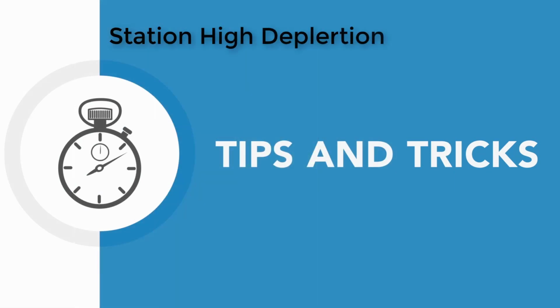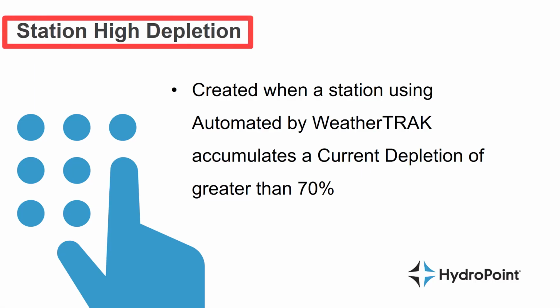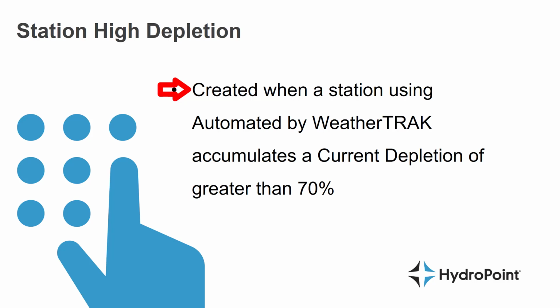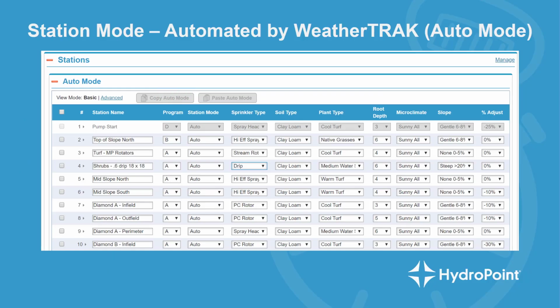Station high depletion. A station high depletion alert is created when a station using Automated by WeatherTRAK, or auto mode, accumulates a current depletion of greater than 70%. So the station high depletion alert is reserved for those stations using WeatherTRAK's weather-based irrigation schedule, or stations that have a station mode programmed to Automated by WeatherTRAK, or auto mode.